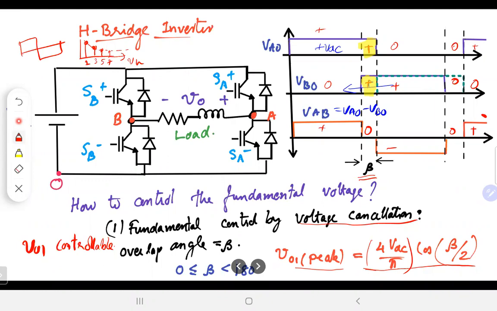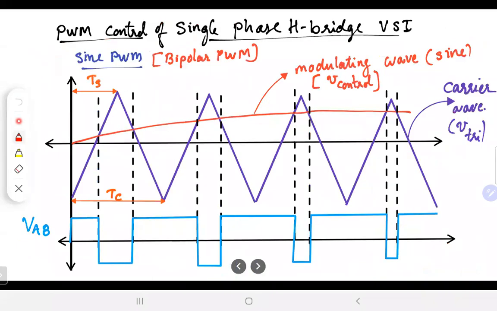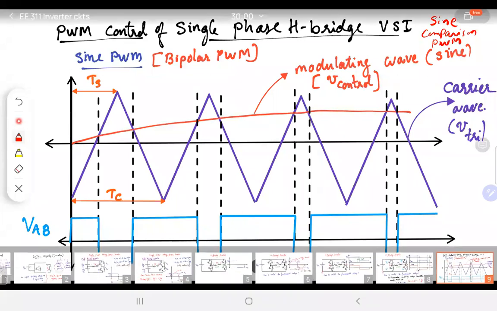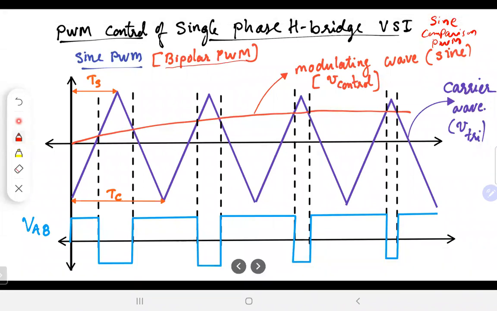So people have come up with the idea of pulse width modulation. So the PWM control of a single phase H bridge, if you consider what they do, the simplest idea, there are multiple ways of doing the pulse width modulation. One of them is what we call the sine comparison PWM, or just sine triangle PWM, sometimes they call it, or just sine PWM. Okay, in this case, we are considering the bipolar PWM.